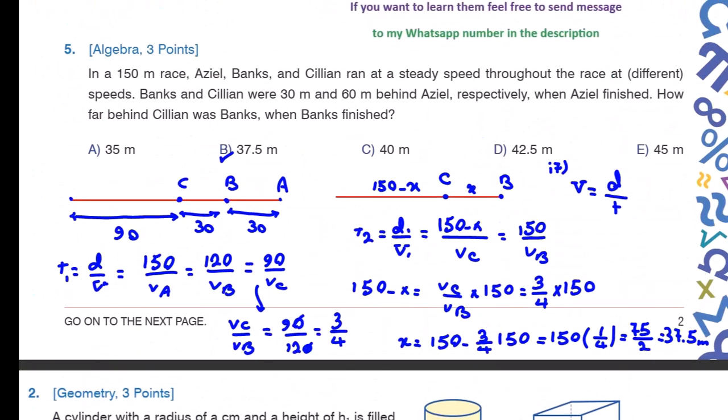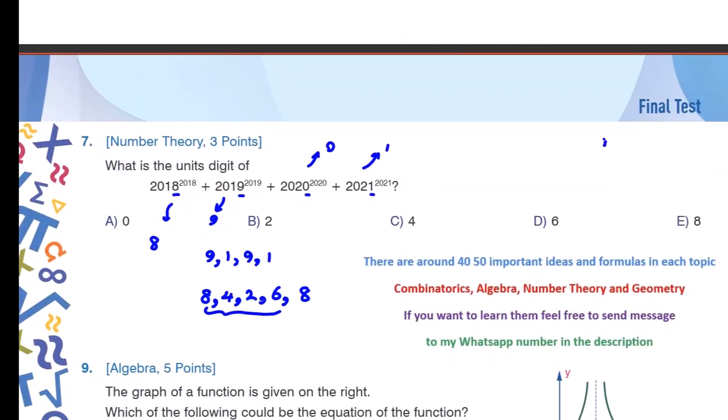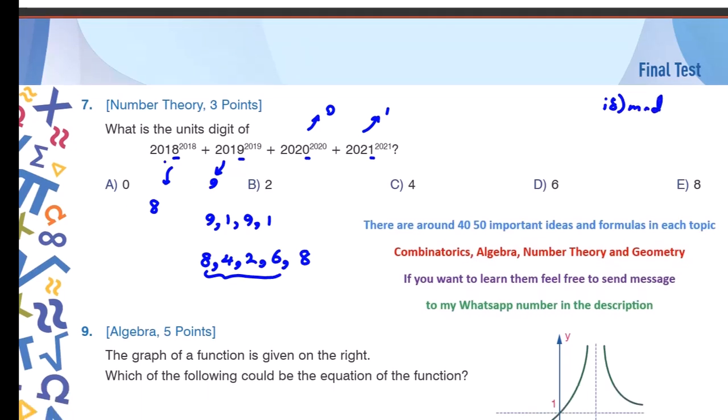Mod can be so much useful in this problem. Idea 7, idea 8: if you know mod, it can be so much useful. 8 to the power of 2 is 64, which is 0 mod 4, so the remainder is 4. So 4 plus 9, 13. We have 3, 3 plus 1, 4. So the answer is choice C.